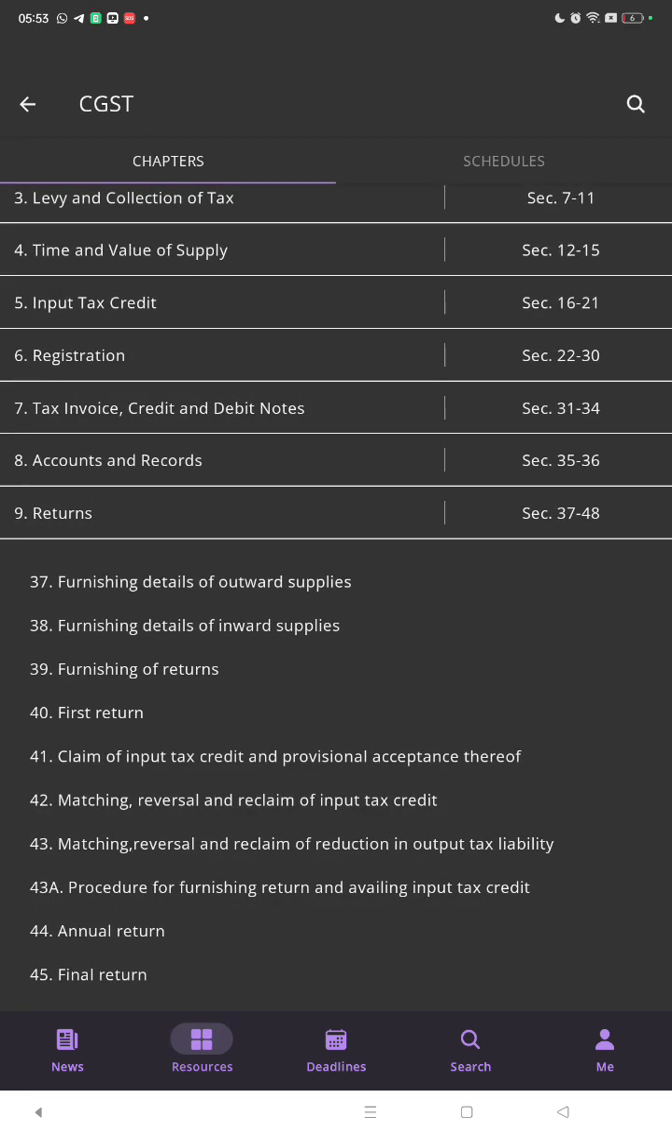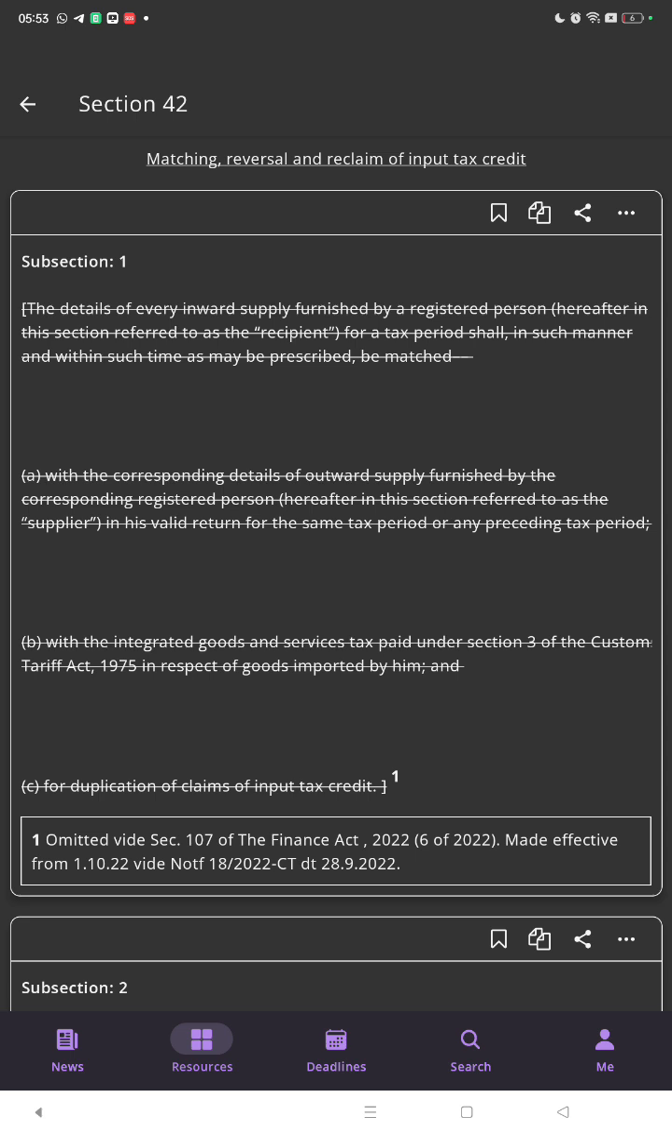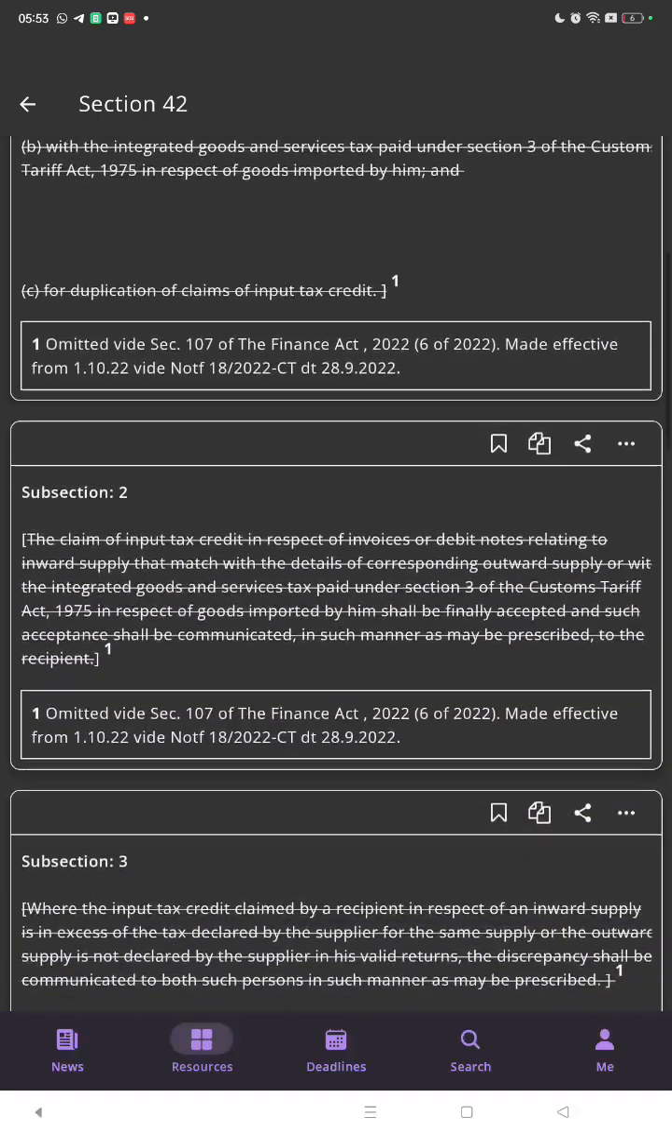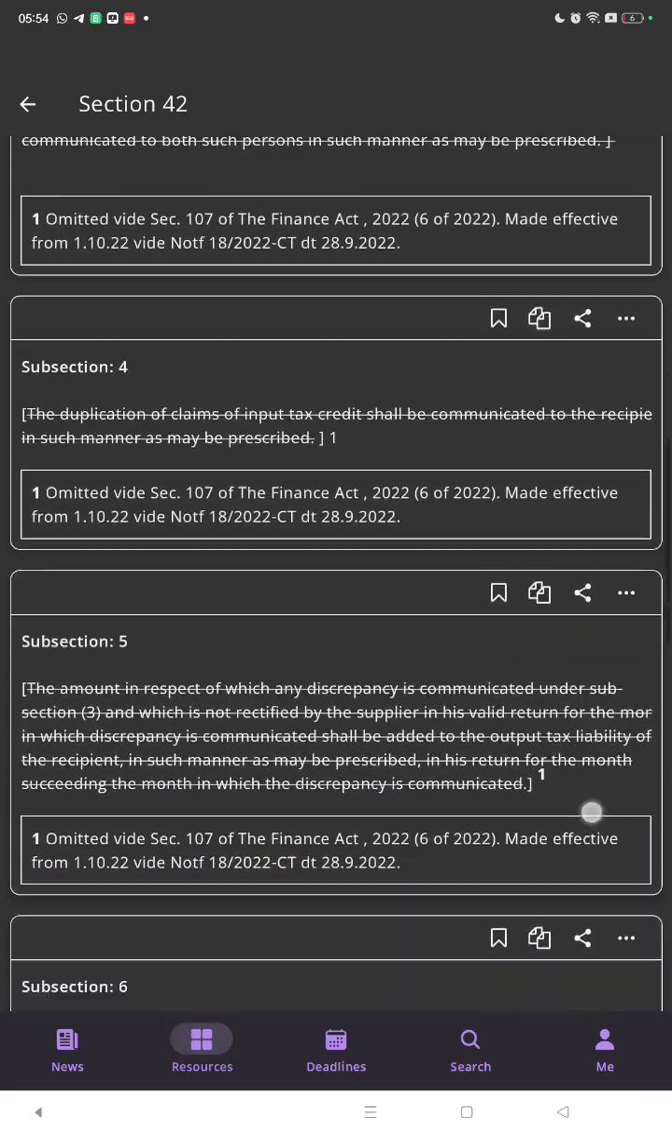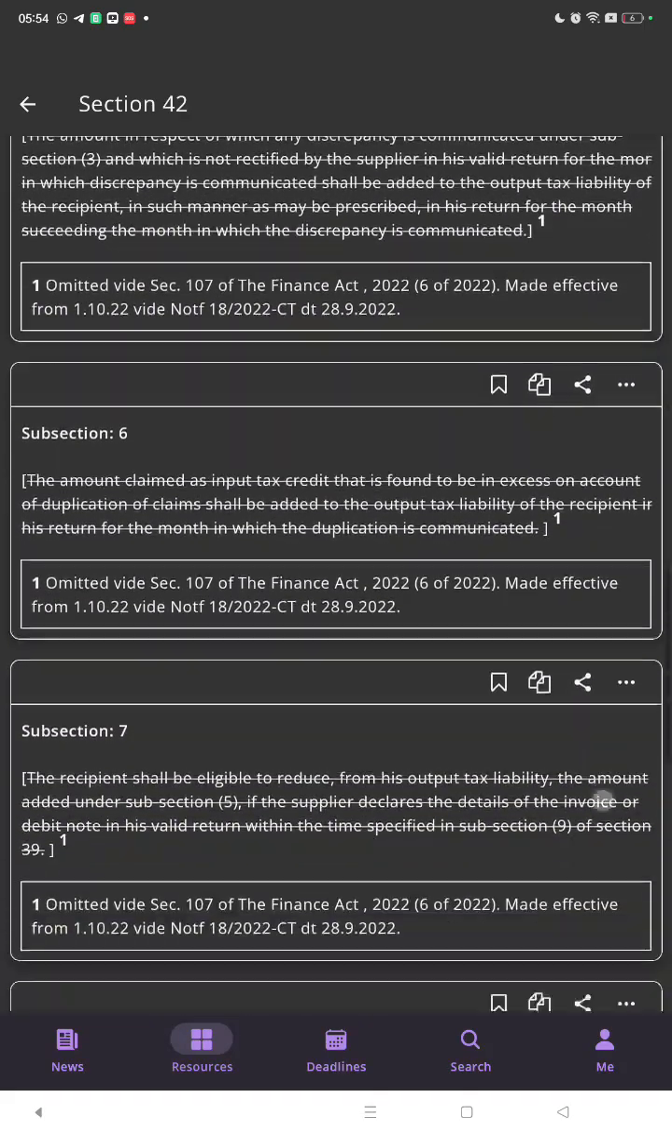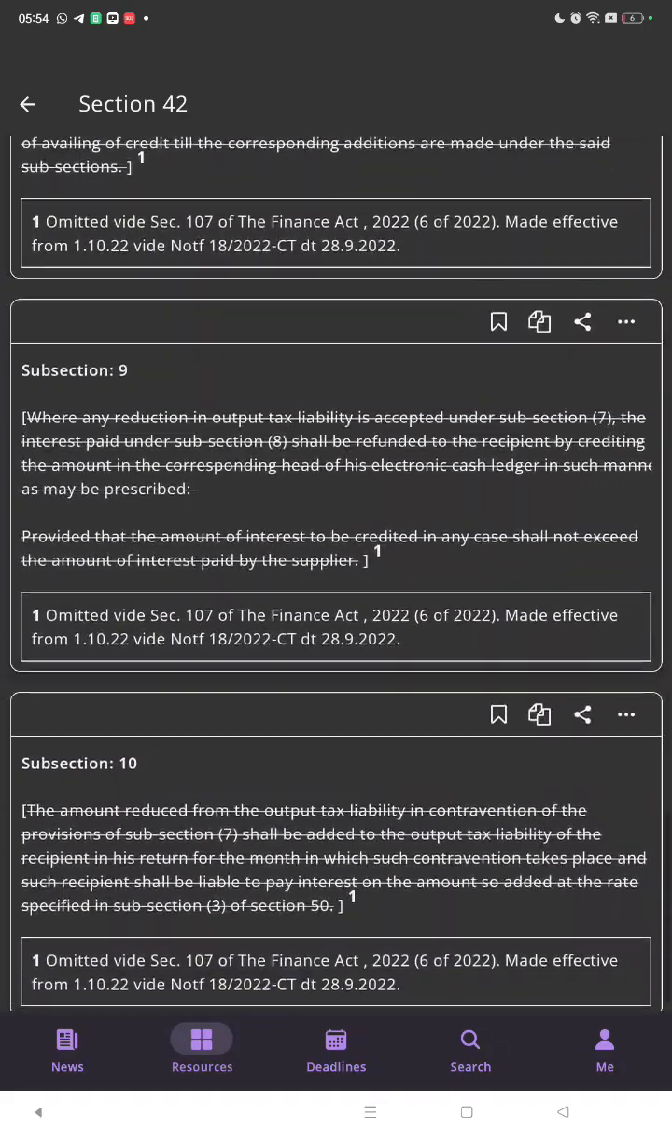Section 42, matching, reversal and reclaim of input tax credit. This section has been omitted.